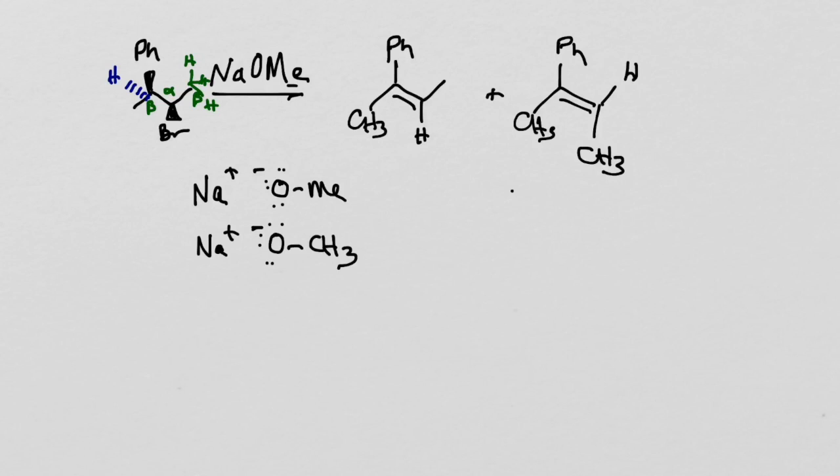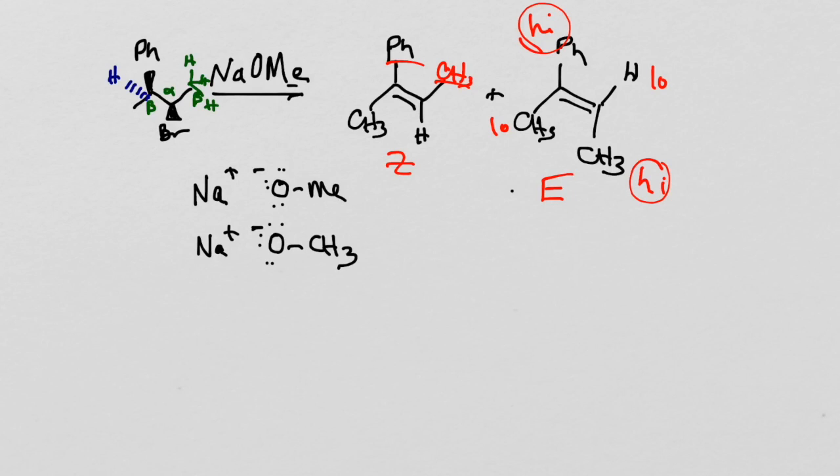Looking at our priorities, first we're going to consider this carbon where our phenyl group is high, our methyl is low. On this carbon of the alkene, our methyl is high, our hydrogen is low. Since our highs are on the opposite side of the alkene, this is the E. Since on this one our highs are on the same side of our alkene, this is the Z.